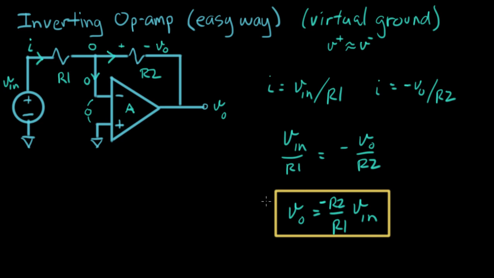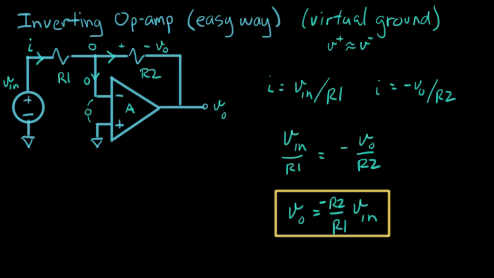And that's the expression for V out in terms of V in for the inverting op-amp configuration. Now, by using the virtual ground idea, the analysis became really simple. It's basically 1, 2, 3 steps to get to the answer. Compare that to the algebra that we did in the previous video when we did this from first principles. So that's an example of applying the virtual ground idea to analyze an op-amp circuit.